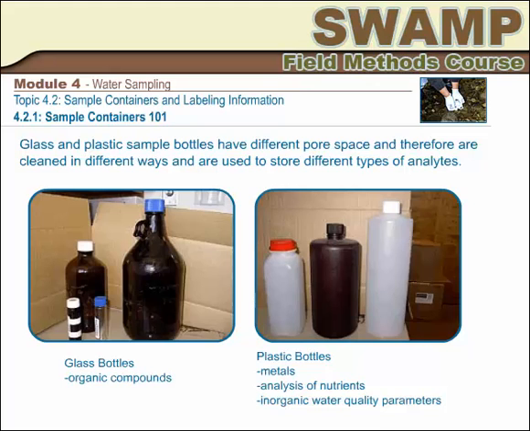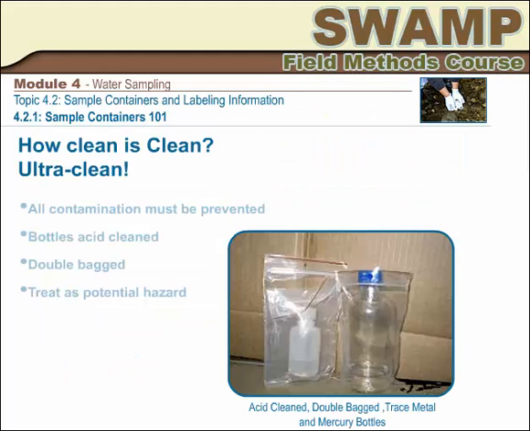For analyses of trace metals and mercury at extremely low detection limits, even slight contamination has to be prevented. In that case, special procedures are used for cleaning and transporting the containers, and for collecting samples. Bottles are acid cleaned in a laboratory and are double bagged in a Class 100 clean air bench or Class 100 clean room. They are then stored and transported full of weak acid storage solutions and should be treated as a potential health hazard. Exposure to these compounds should be as low as reasonably achievable.